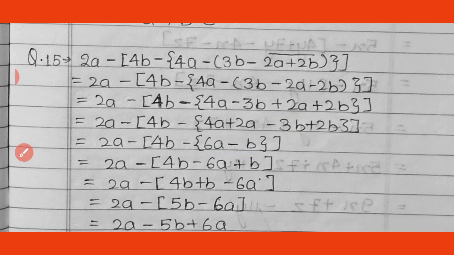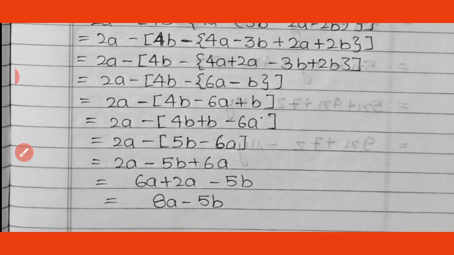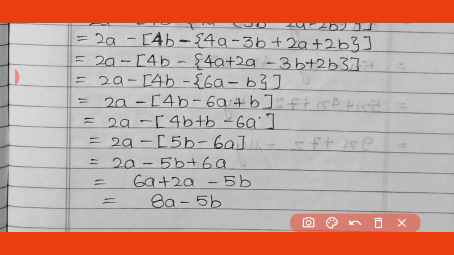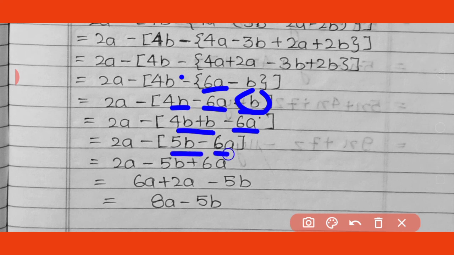Now the curly bracket will open, then 6a changes into minus 6a because a minus sign was there outside, and minus b changes into plus b. So we will put together the like terms. So 4b and b are like terms, so we will put together, and minus 6a. So 4b plus b is equal to 5b minus 6a.